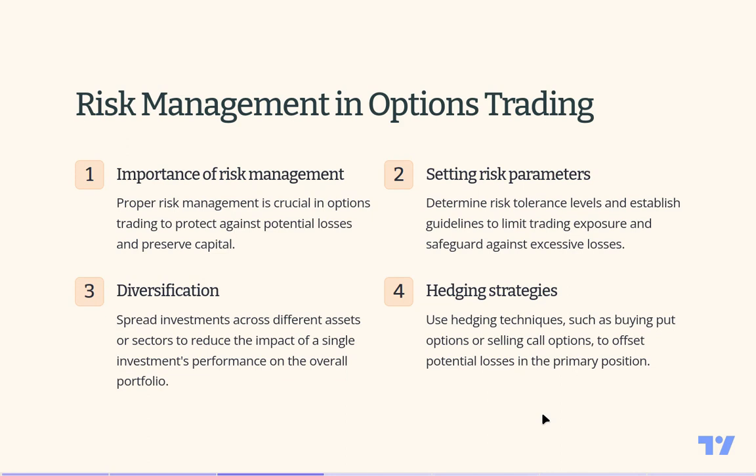So let's go through number one. Proper risk management is crucial in options trading. Again, you really need a good risk management strategy when you are doing options trading. Number two, you need to set risk parameters. Determine risk tolerance levels and establish guidelines to limit trading exposure and safeguard against excessive losses.